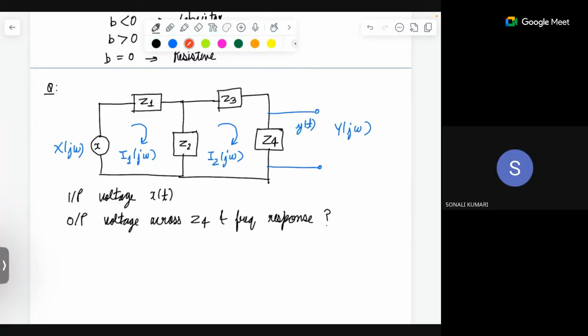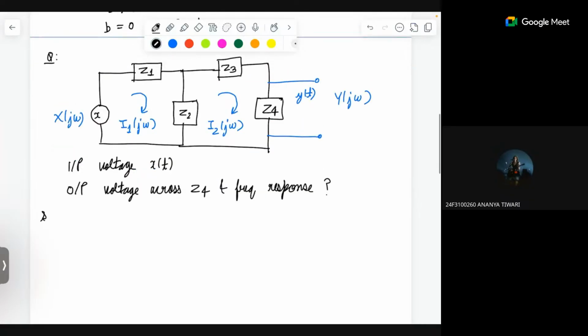Would you like to solve it now? Okay. You want to solve now, Ananya? Yes, ma'am. Okay, so if you want to solve, take 3 minutes. You start solving. I'm just writing the three equations. Or maybe let me first explain how we are writing the equations and then you can solve.